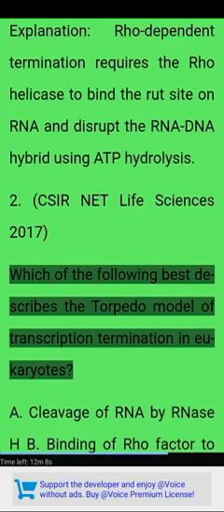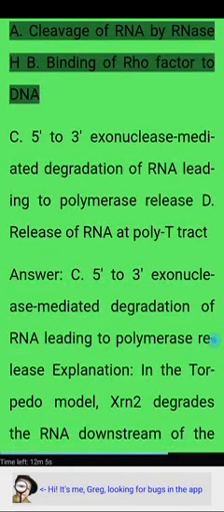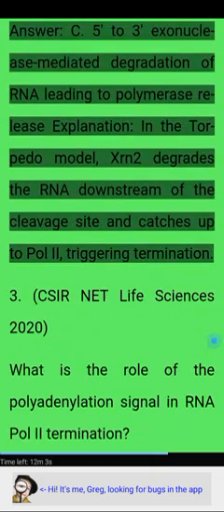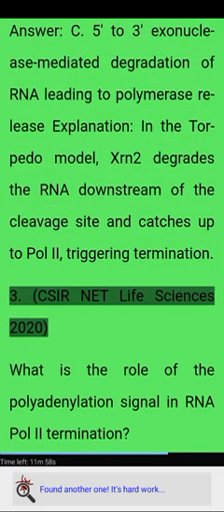2. CSIR NET Life Sciences 2017. Which of the following best describes the torpedo model of transcription termination in eukaryotes? A, cleavage of RNA by RNase H; B, binding of rho factor to DNA; C, 5' to 3' exonuclease-mediated degradation of RNA leading to polymerase release; D, release of RNA at poly T tract. Answer: C, 5' to 3' exonuclease-mediated degradation of RNA leading to polymerase release. Explanation: in the torpedo model, XRN2 degrades the RNA downstream of the cleavage site and catches up to Pol II, triggering termination.